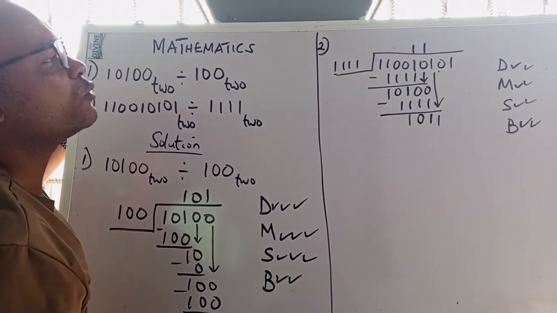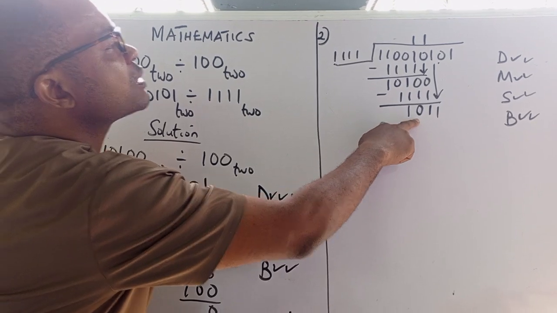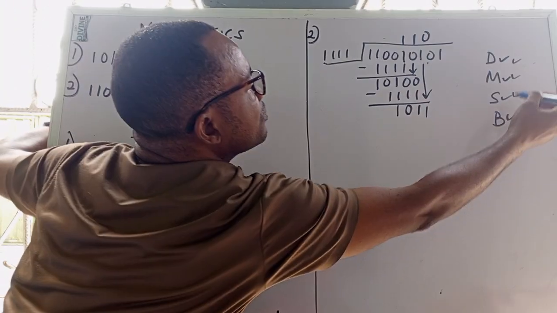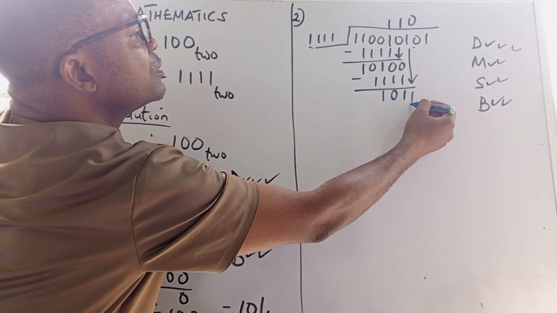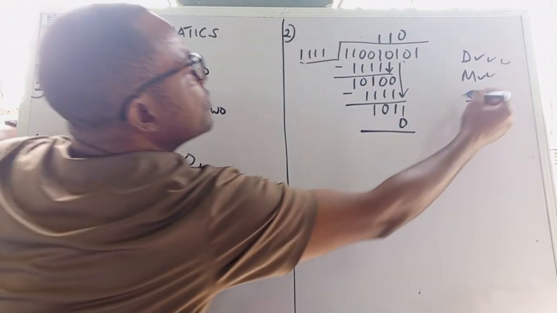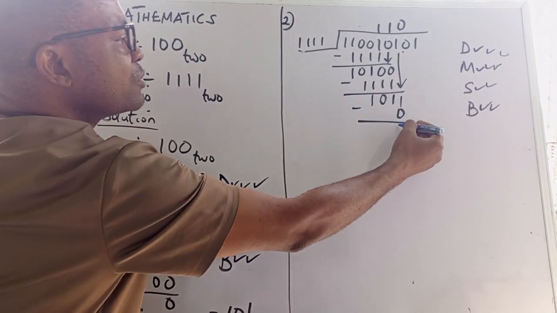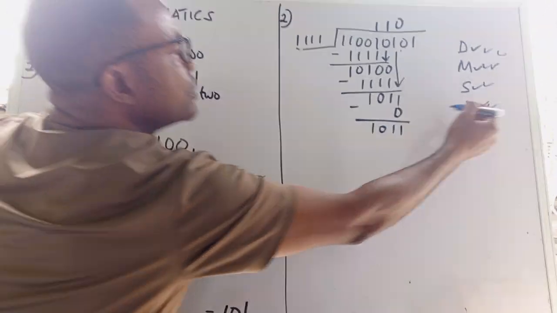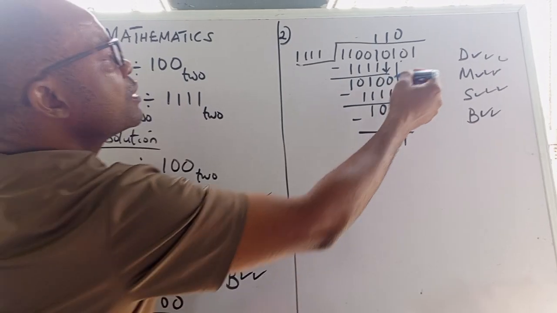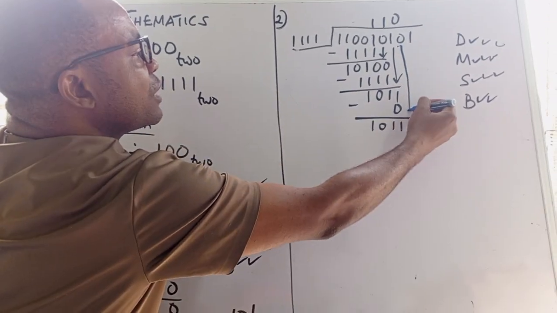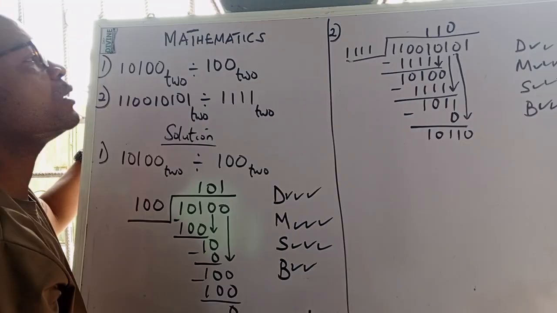Okay? Now, if you notice, this into this is actually going to give us 0. I just divided. Now, this times 0 is what? 0. I just multiplied. Now, this minus 0 is 1011. I just subtracted. The next instruction is bring down. So I'll bring down these other digits, which is 0. I just brought down. Okay?